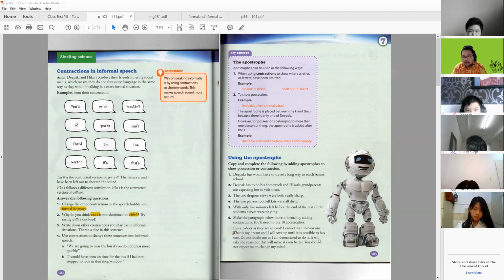What do you do? I give you 5 minutes. Look on the internet for other examples of contractions that you cannot find here, so that we can answer. Okay.